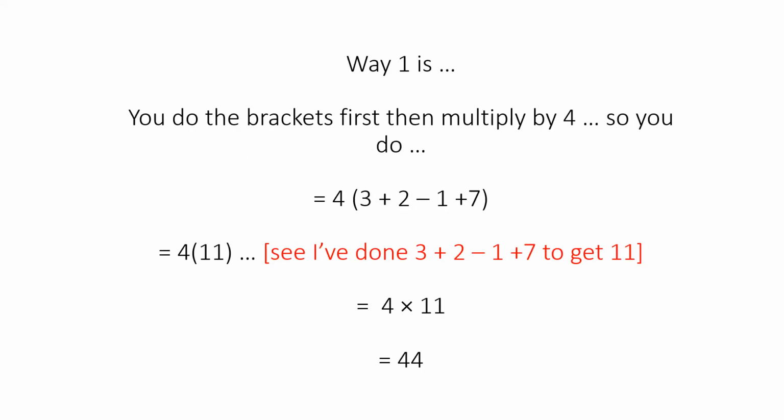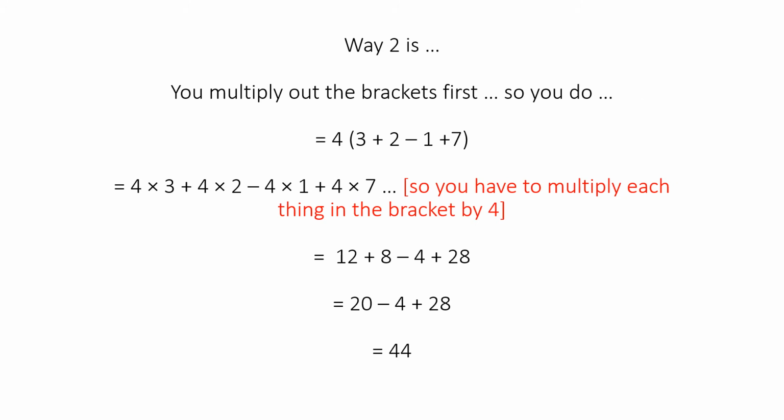So the first way is you do the brackets first, then you multiply by 4. So you do 3 plus 2 makes 5, minus 1 makes 4, plus 7 makes 11. So then you've got 4 bracket 11 bracket, which is 4 times 11, which is 44. Okay? And then way 2 is you multiply out the brackets first. So you've got to go 4 times 3 plus 4 times 2 minus 4 times 1 plus 4 times 7.